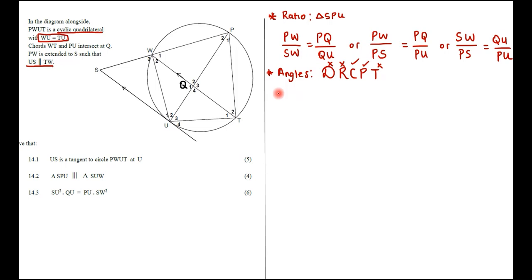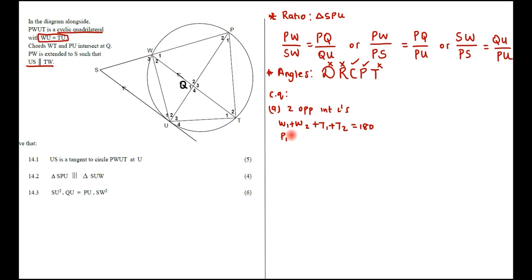All right. So let's go ahead and look into the cyclic quad. In the cyclic quad, I do see two opposite interior angles. Those will be W1 plus W2 plus T1 plus T2 adding up to 180.